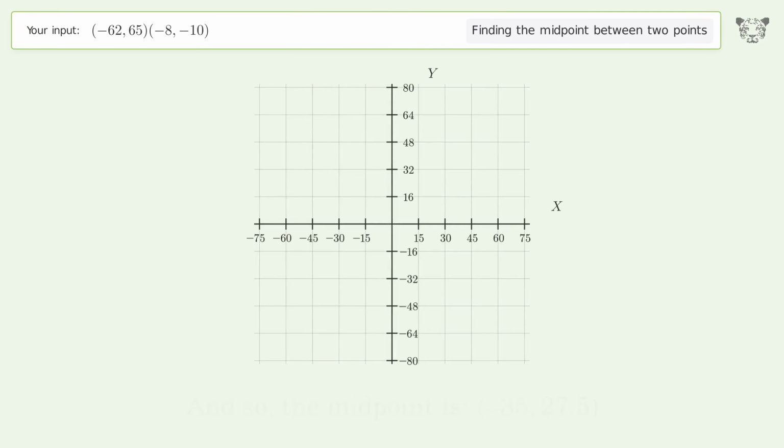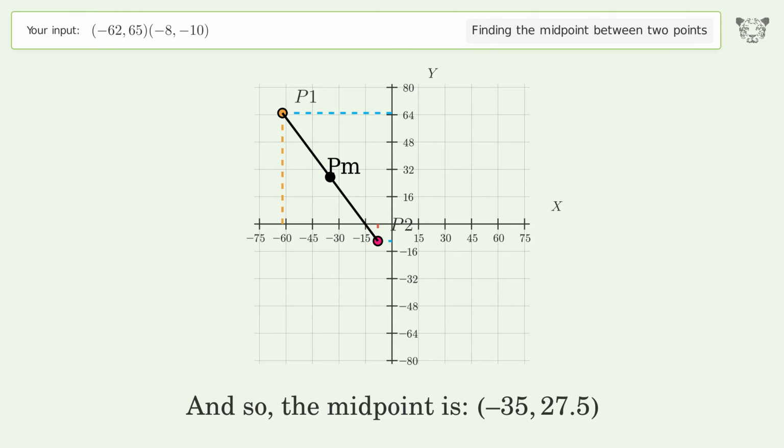And so, the midpoint is negative 35, 27.5.